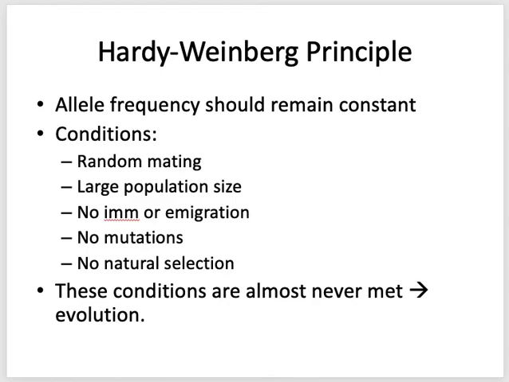There can't be any mutations happening. And of course, natural selection can't be taking place. So therefore, we can probably assume that the environment is quite stable. Those are the conditions that must be met for the Hardy Weinberg principle to be at play, and therefore no evolution would be occurring.